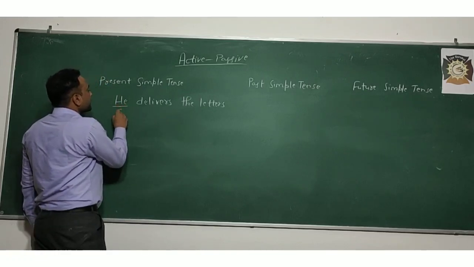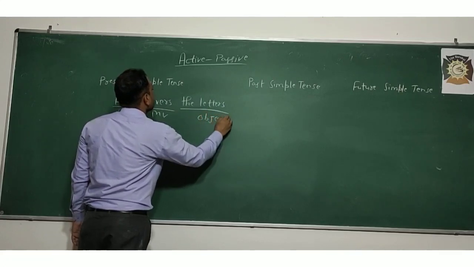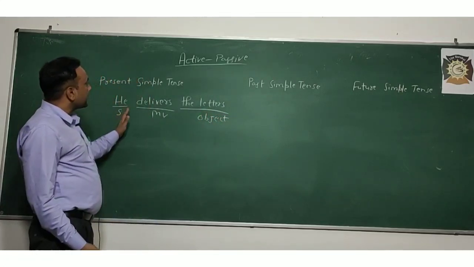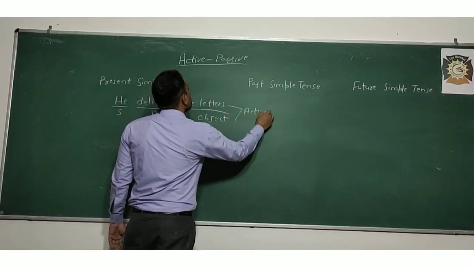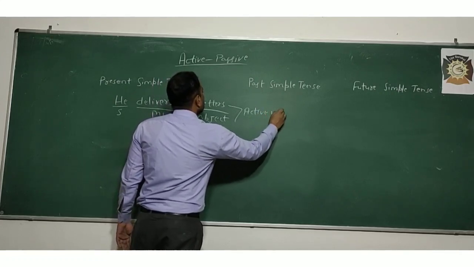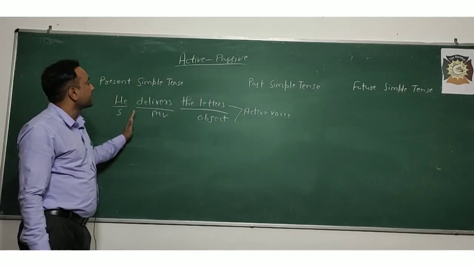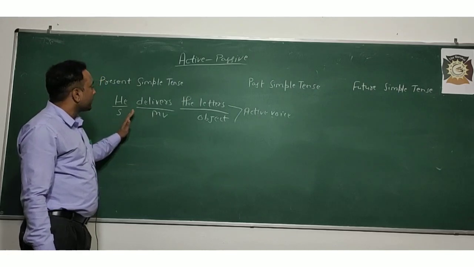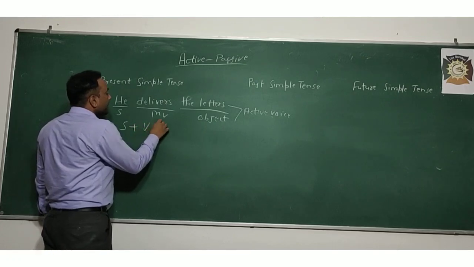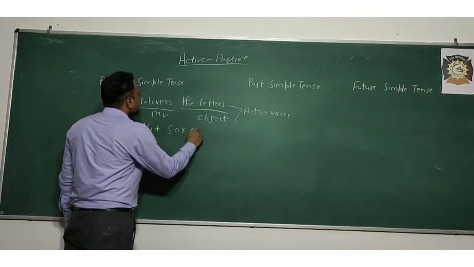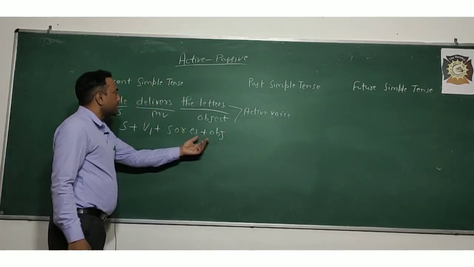He delivers the letters. This is the subject, this is the main verb, and the letters are the object. This sentence is in active voice, but how will you change the same sentence into passive voice? First of all, you know that in active voice, the rule for a simple sentence is subject plus V1 plus S or ES plus object.